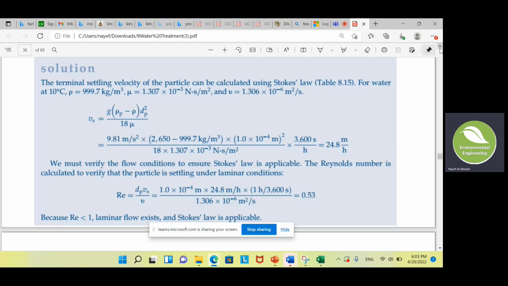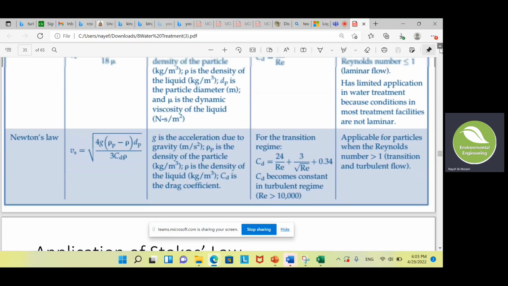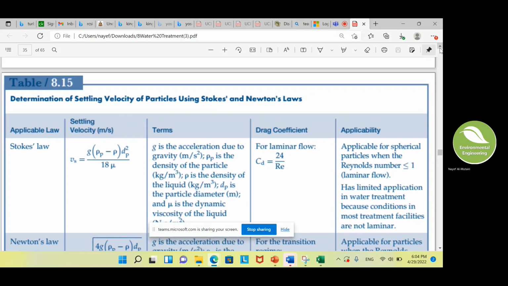Remember last time in class, we showed how to find the settling velocity using Stokes' Law. But the problem is that Stokes' Law needs to be applied initially, and we have to check if the flow is laminar. If the flow is not laminar, then we should change to Newton's equation, and this is what we did here. With it, we have to find the CD. And it all depends on whether the Reynolds number is less than or equal to 1 or greater than 1.